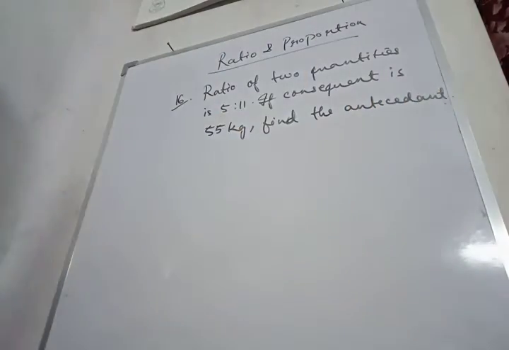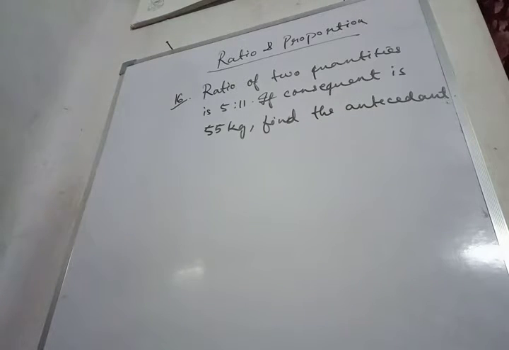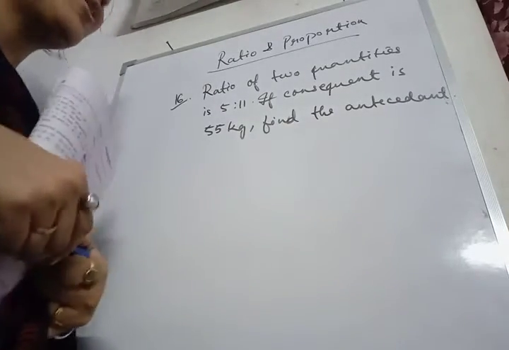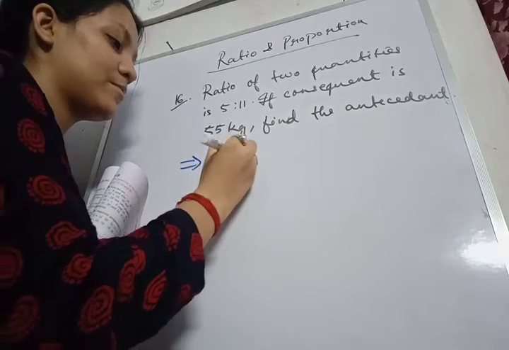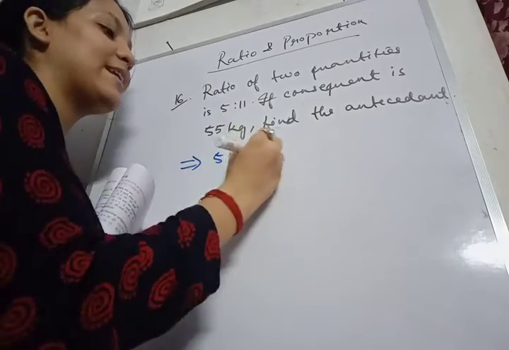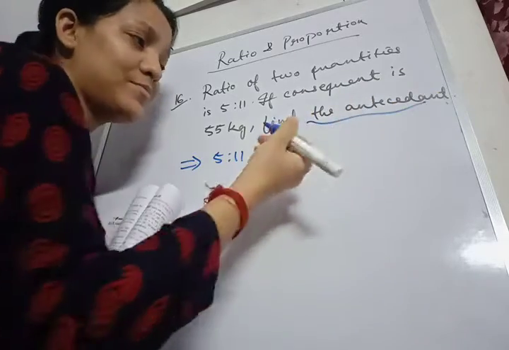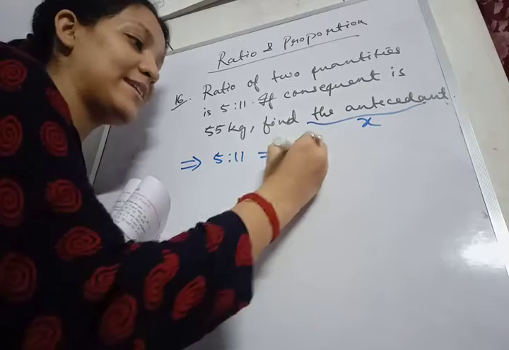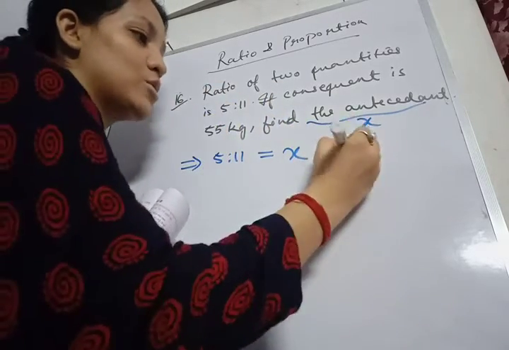Okay, so we know what is antecedent and what is consequent. Consequent is the denominator of a ratio and antecedent is the numerator of a ratio. So 5:11, here 5 is the numerator and 11 is the denominator. So my antecedent is not given, so let antecedent be x. So antecedent will come to the numerator, that is x is to 55, that is consequent.